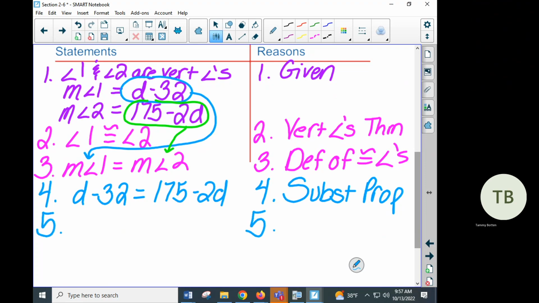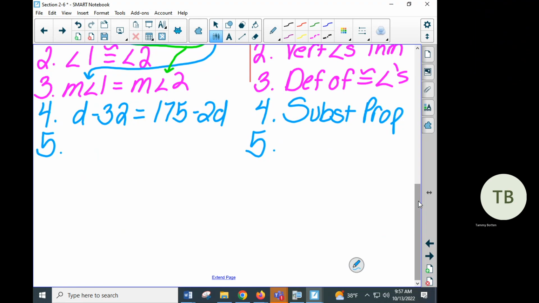Now I'm back to where I have an algebra proof, and I just have to solve for d. So what I would do is bring this minus 2d over here. And do you guys get we'd add 2d, right, to get that over there? So if I added 2d to this, I'd get 3d minus 32 equals 175. And like I said, we added 2d, so this would be addition property.